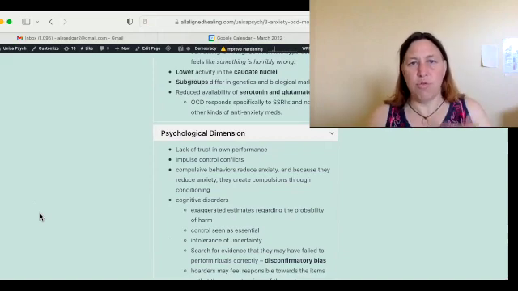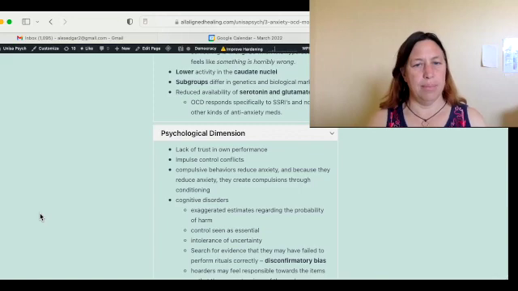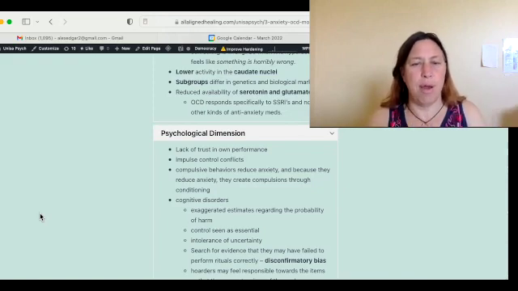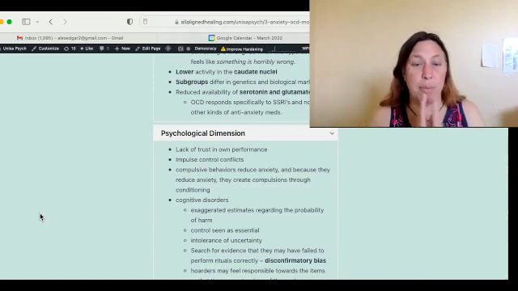Impulse control conflicts. You're trying not to indulge in the impulse to wash your hands again or to pick at your hair again. Okay. Compulsive behaviors reduce anxiety, and this creates conditioning. Cognitive disorders. Exaggerated perception of harm. My mother might die if I don't pray. I must have control. I can't handle not knowing if she's going to be alive or not the next day. Searching disconfirmatory bias, where you're looking for evidence that you didn't do it properly, didn't pray properly.